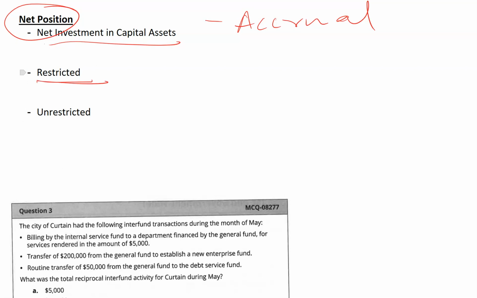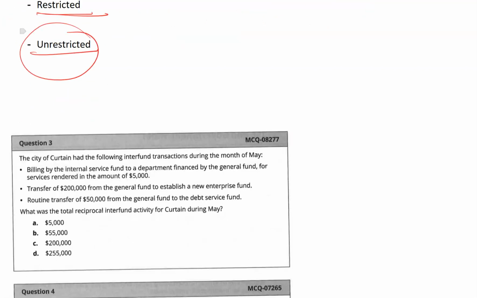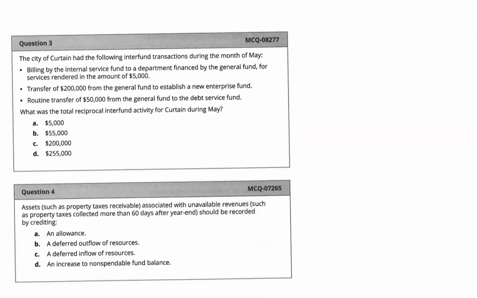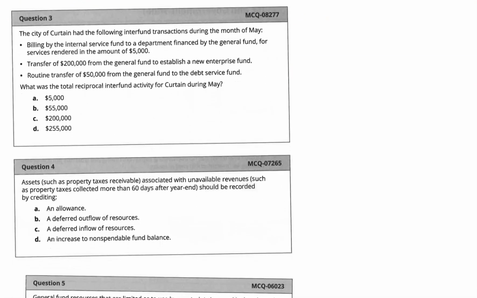That restriction usually comes from any grantor or creditors, externally imposed restrictions to use that fund, and unrestricted means all other funds or net positions, the net amount that is not included in net investment in capital assets or in restricted net position funds. So unrestricted means those funds that you can use for any purposes. Now we will go over some sample questions from that unit.